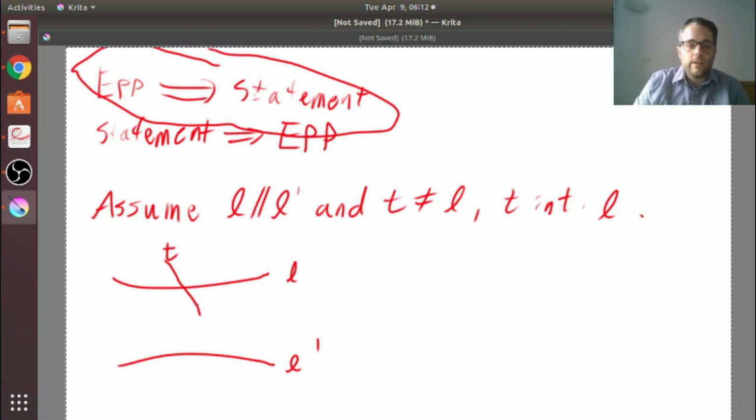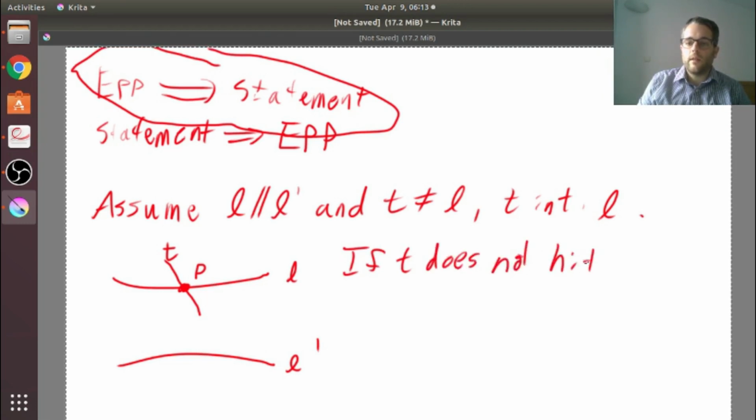Well, how can I do it? Well, T intersects L, right? So there's this point P where they intersect. So what are we assuming? We're assuming that the Euclidean parallel postulate is true, right? So what does that mean? If T does not hit L prime, right? We're trying to show that it does hit L prime. Well, if it doesn't hit L prime, what has to be true? Then, by definition, that means that T is parallel to L prime.